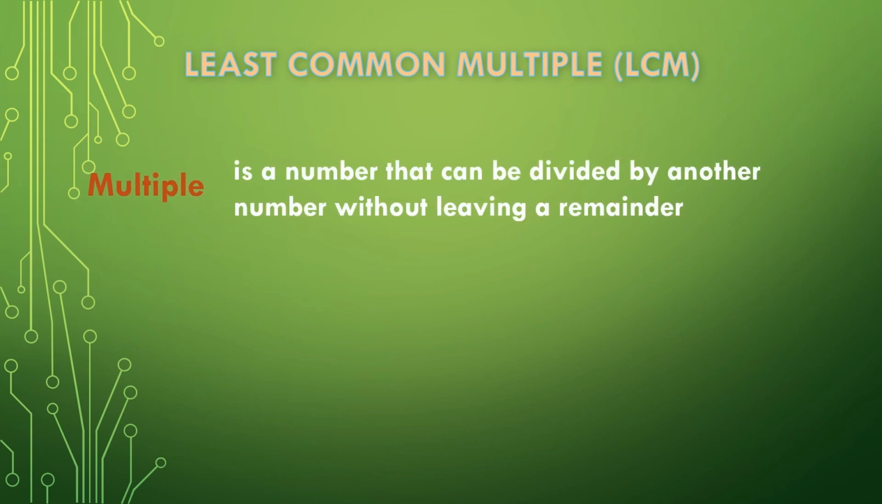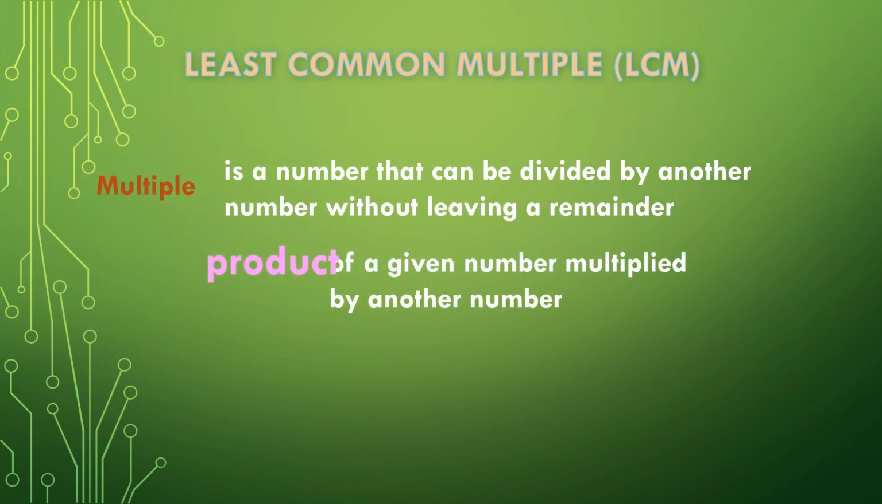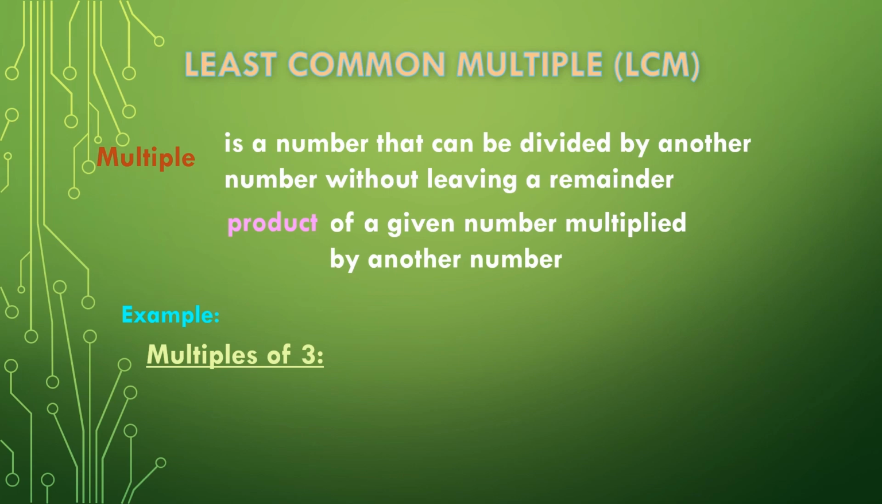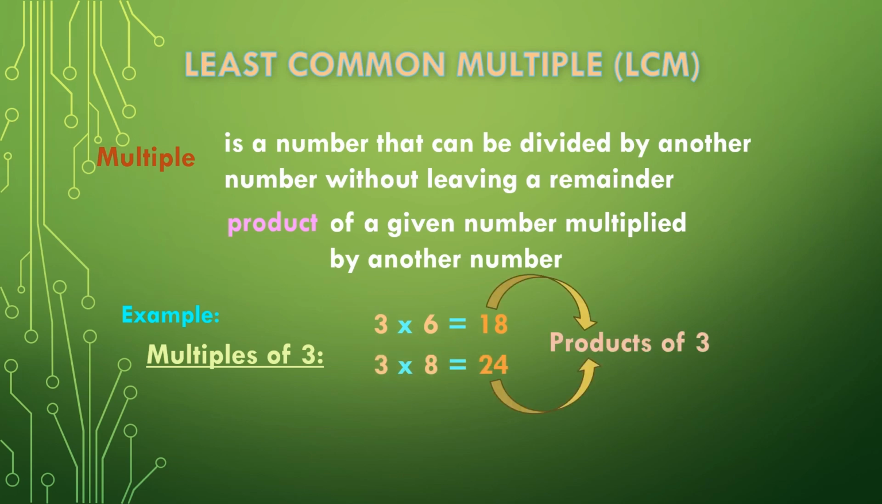A multiple is a number that can be divided by another number without leaving a remainder. It is also defined as the product of a given number multiplied by another number. Let's have an example. What are the multiples of 3? 3 times 6 is equal to 18 and 3 times 8 is equal to 24. 18 and 24 are products of 3. Hence, 18 and 24 are multiples of 3.